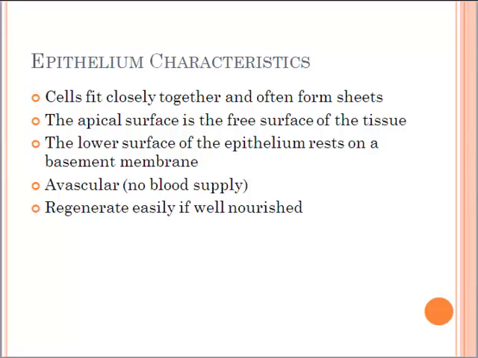Some characteristics of epithelial tissue. The cells fit closely together and often form sheets. This is very important, and this is true if you think about, again, your skin. Each of the cells in our skin is in contact with the cells next to it, and they form this sheet. This isn't true of all types of tissues, and we'll see, especially in connective tissue, the cells hardly ever are next to each other. There's always space between these cells. But epithelial tissue, you don't have these spaces. And this is important in providing protection.